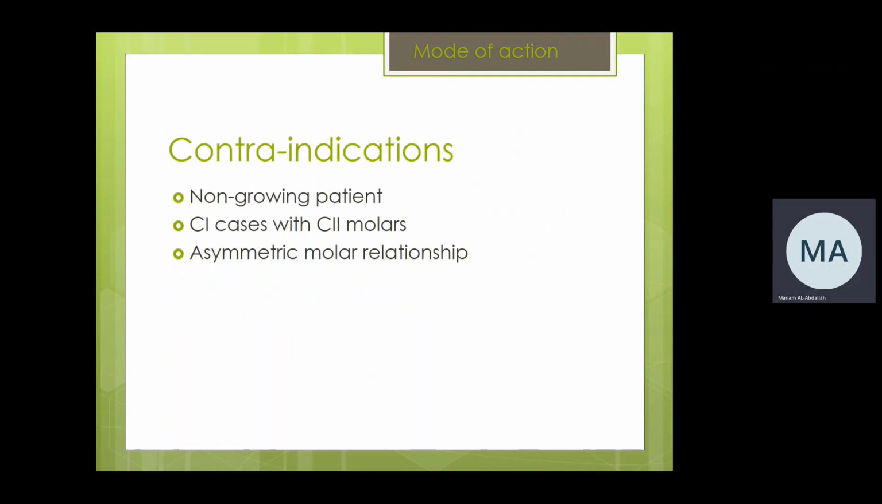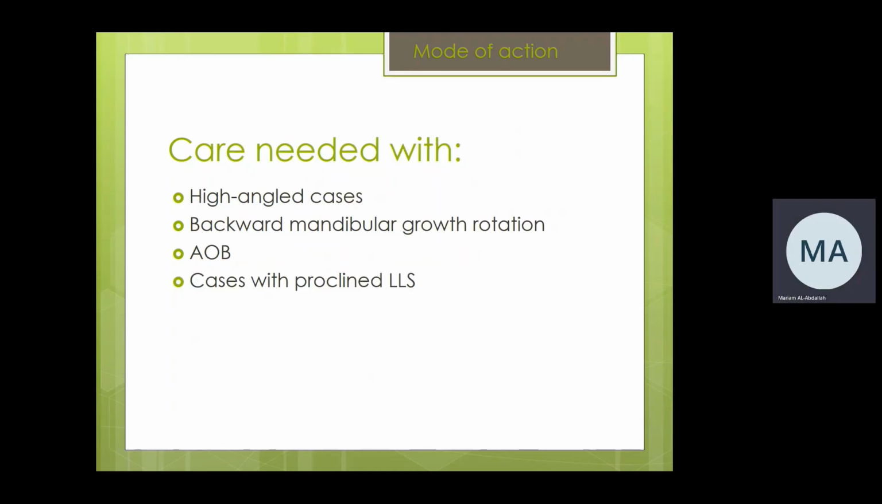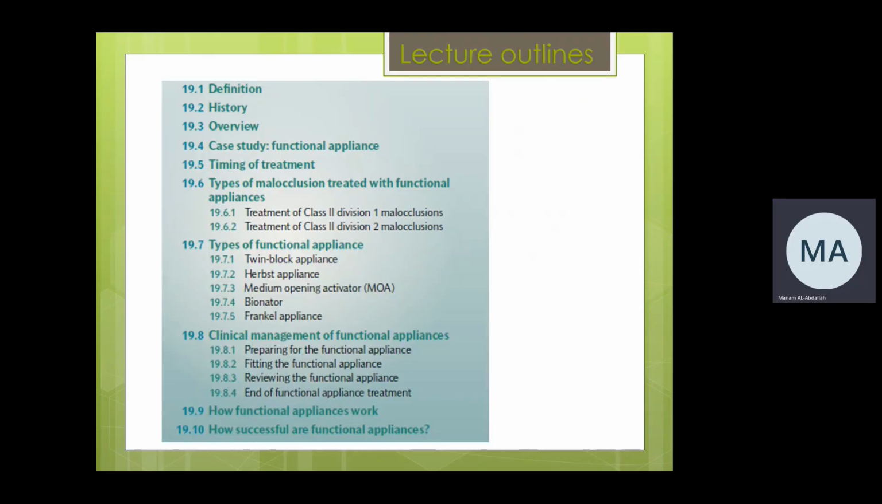There are some contraindications, of course: patients who are not growing, patients with a class 1 skeletal pattern but class 2 molars. We don't use functional appliances for these cases. Also, patients with an asymmetric molar relationship related to local factors and not skeletal factors. There are some cases that can be difficult to treat, so we need to be careful: patients who are high angled, patients with anterior open bite, backward growth rotation, and cases with the lower labial segment already proclined. So these are difficult cases to treat. It's not a complete contraindication, but we need to take certain precautions.